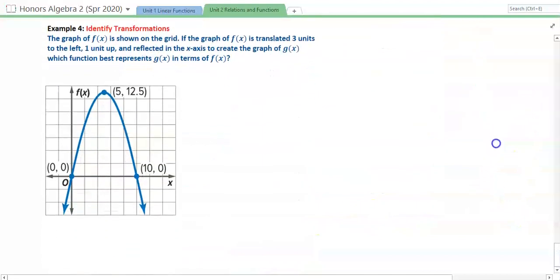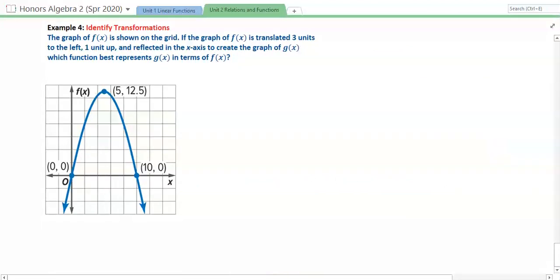And so the last example we're going to look at real quick is just identifying transformations. The graph of f of x is shown on the grid. If the graph of f of x is translated 3 units to the left, 1 unit up and reflected across the x-axis to create the graph of g of x, which function best represents g of x in terms of f of x? What this question is asking is not what is the new function, but where did this go in terms of our old function to our new function?